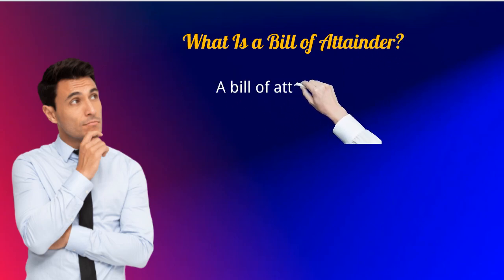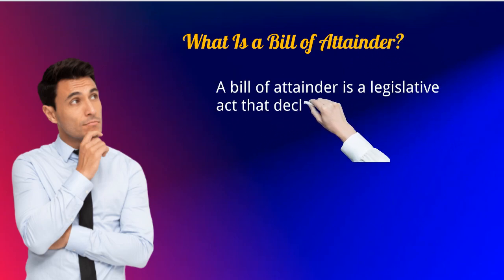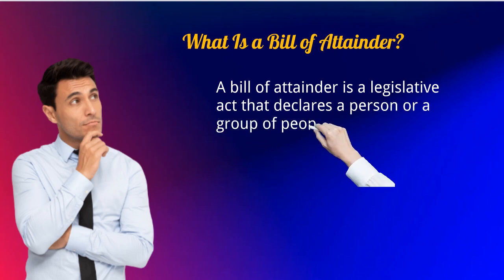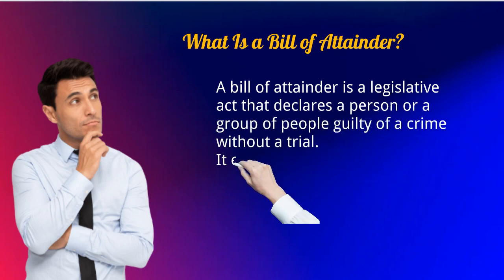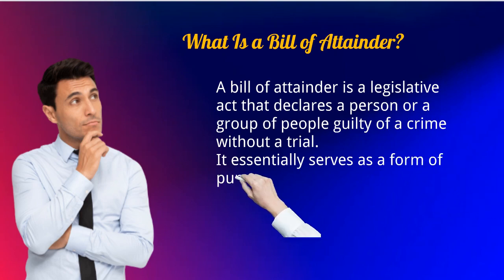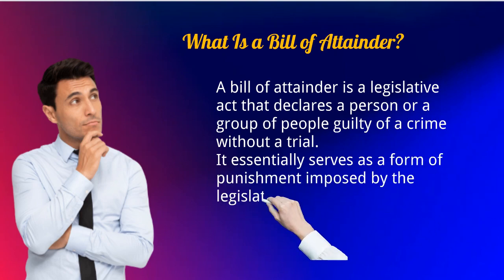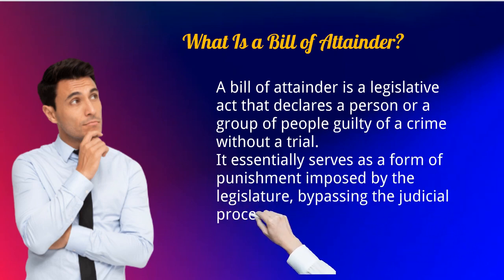A Bill of Attainder is a legislative act that declares a person or a group of people guilty of a crime without a trial. It essentially serves as a form of punishment imposed by the legislature, bypassing the judicial process. Bills of Attainder have a controversial history, and their use raises significant legal and constitutional questions.